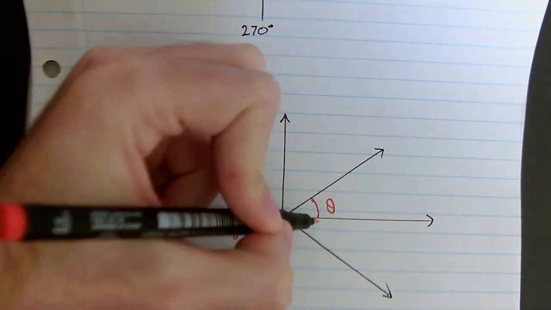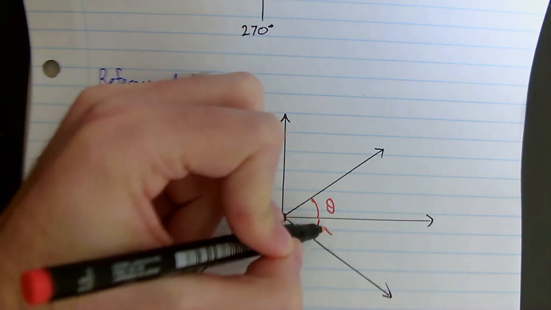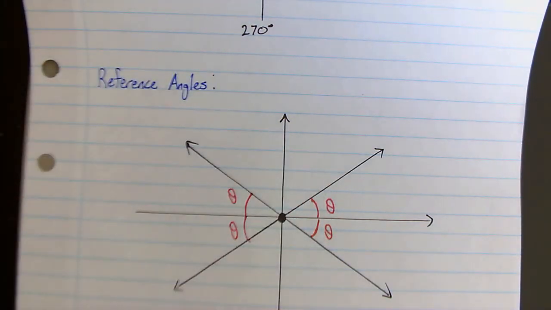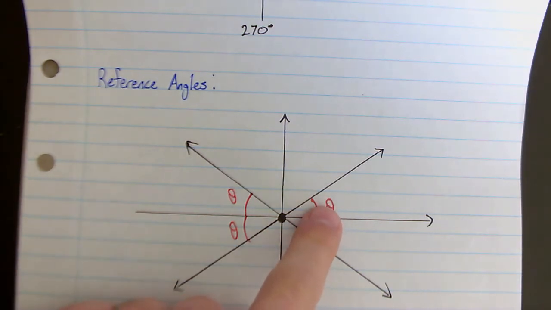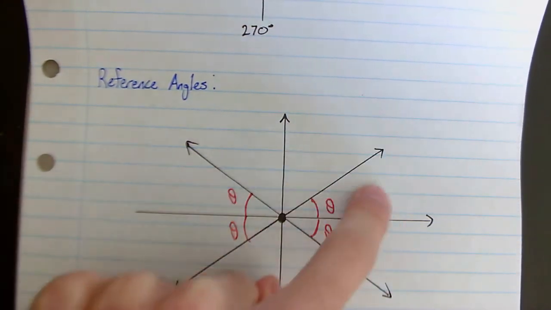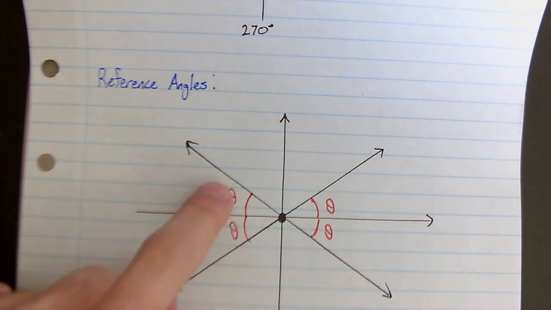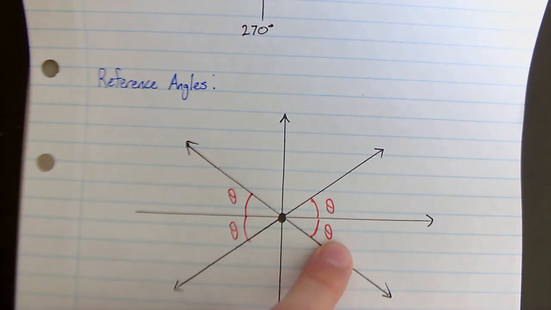And by vertically opposite angles with this over here, the angle over here is also equal to theta. So what was the point of this? The basic premise of it is that you're just relating an acute angle to all the four quadrants. Obviously, any angle in the first quadrant is going to be acute anyway, by definition. However, for the other quadrants, we can relate it with an acute angle.